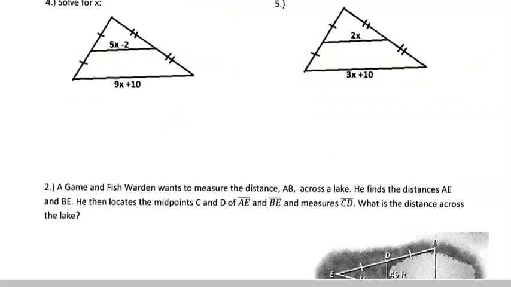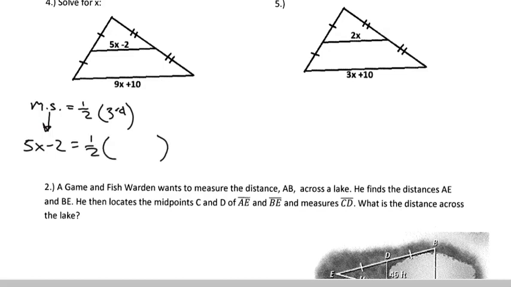If you got a problem like this and it wanted to know what is the value of x, you have to ask yourself, is this going to be using the fact that they are parallel or that it's half the length? I think it's going to be half the length. So if I wanted to show all steps, I could say midsegment equals 1/2 the length of the third side. The midsegment is 5x minus 2, and that must be 1/2 the length of that third side. The third side is 9x plus 10.